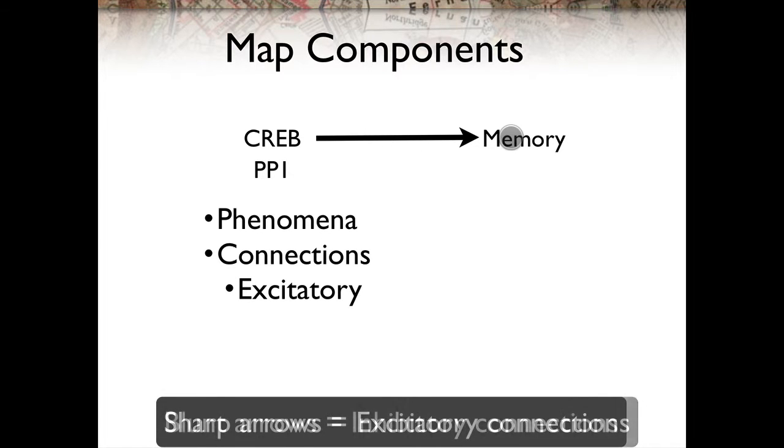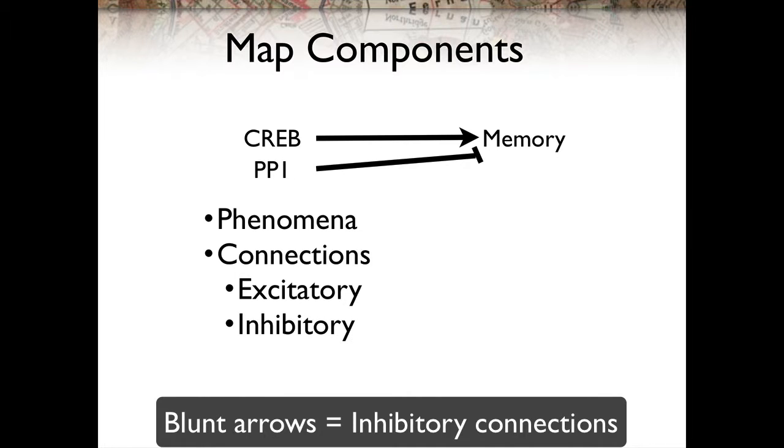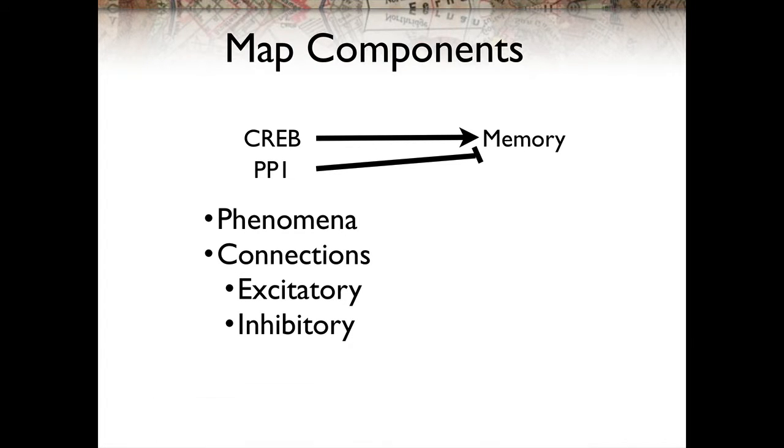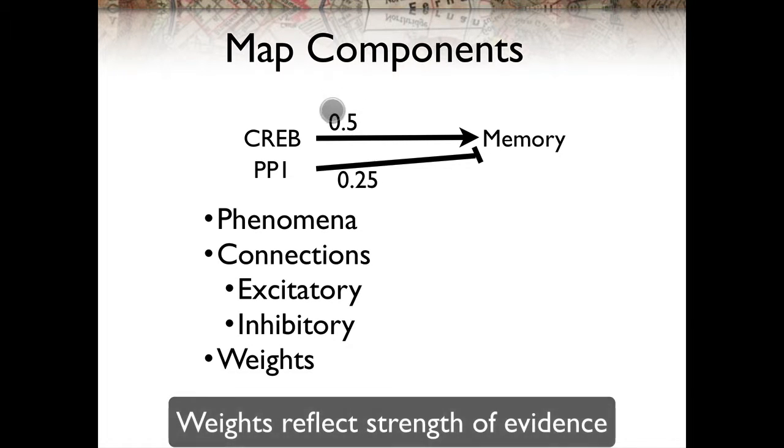Of course, in addition to excitatory connections, you also have inhibitory connections, connections where more of one thing leads to less of the other. In these maps, you also have weights, and this is actually very, very important. Maps are not just cartoon summaries of what's known, they also give you a sense of the amount of information that's known about any one causal connection. For example, in this case, the weight is 0.5. Weights in these maps range from 0 to 1, and in this case is 0.25. What this tells you is that there's more information for this causal connection than this one here.